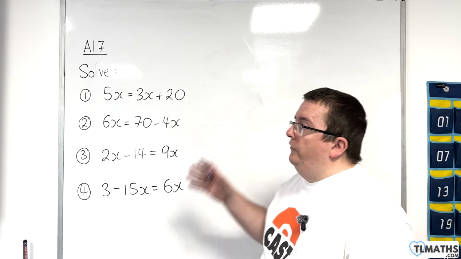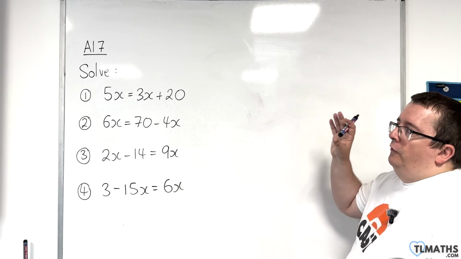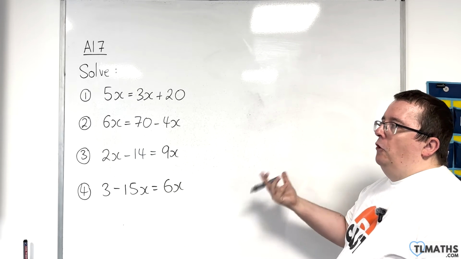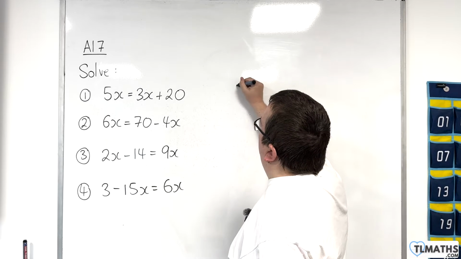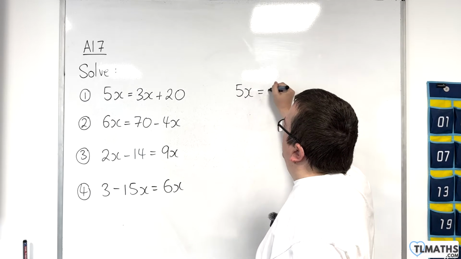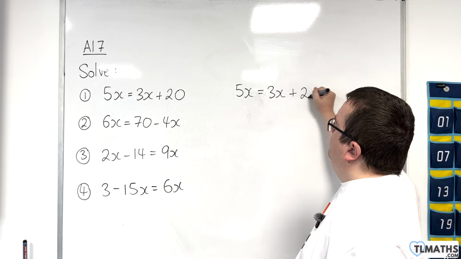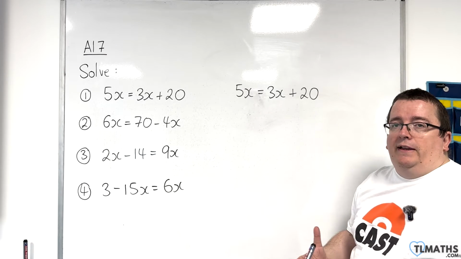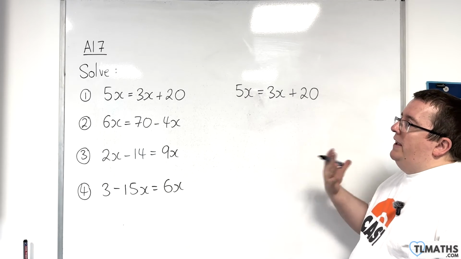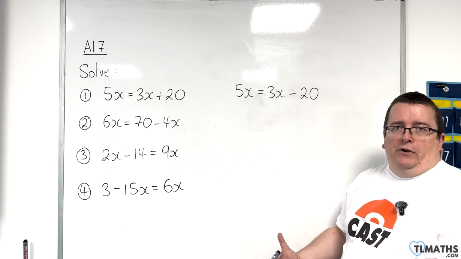So in this video, I want to go through some examples of solving equations where we've got an x on both sides of the equal sign. So let's take a look at the first one. 5x is equal to 3x plus 20. Now the strategy here is to isolate the x. So we want to get x by itself.